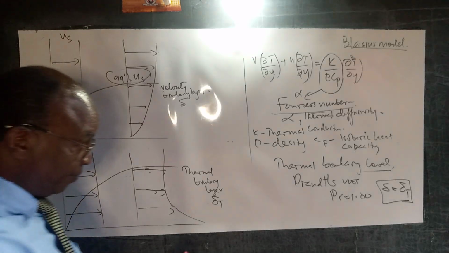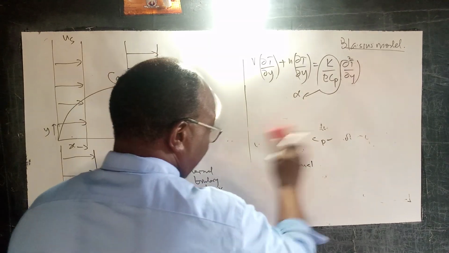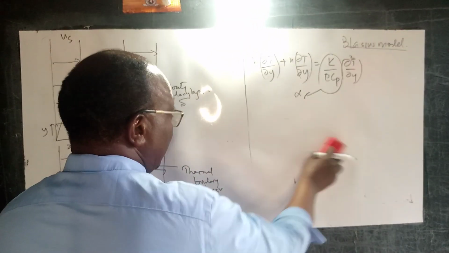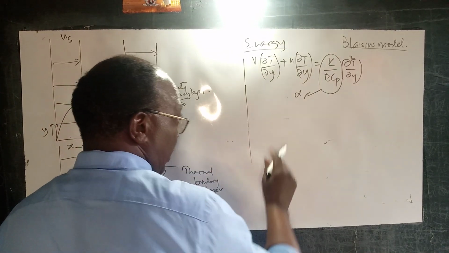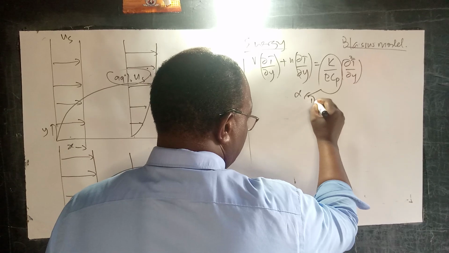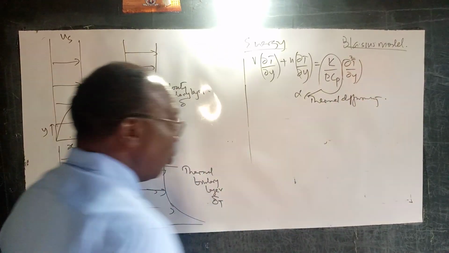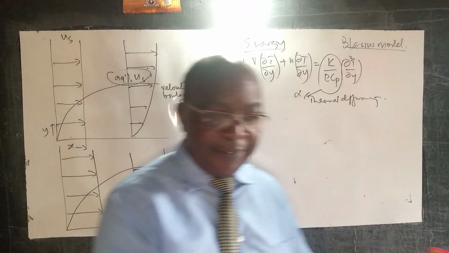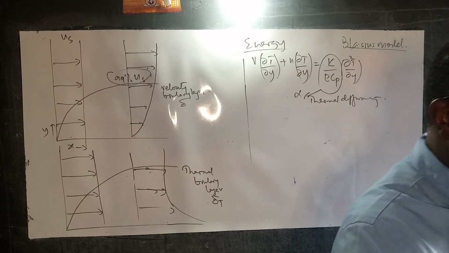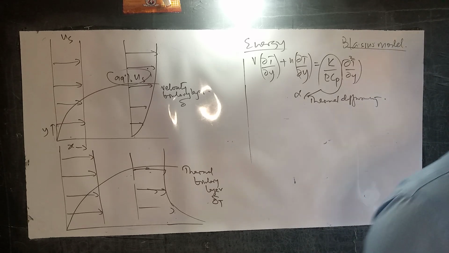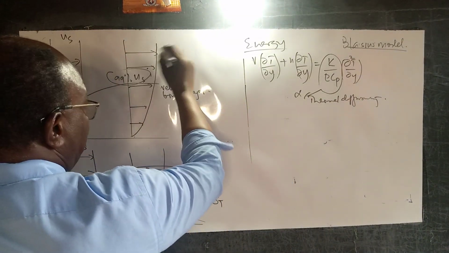We have now seen this for the case of energy. We have said this is thermal diffusivity, don't forget. And in the momentum framework, the equivalent there was the kinematic viscosity, which we call momentum diffusivity. Just in passing, let's remind ourselves.